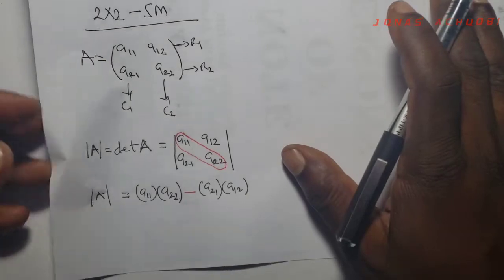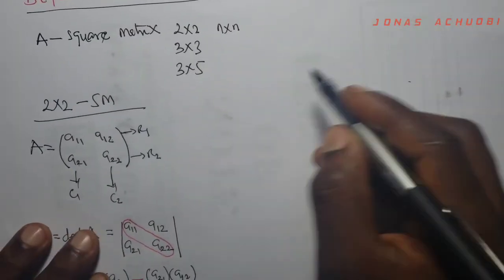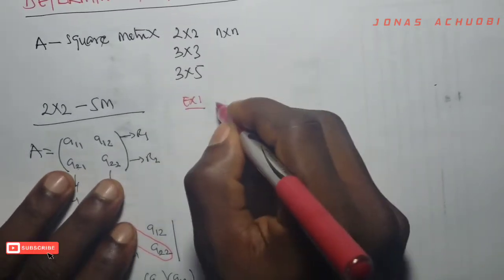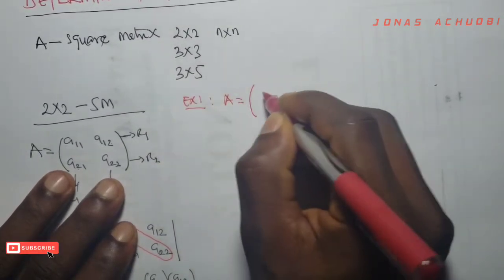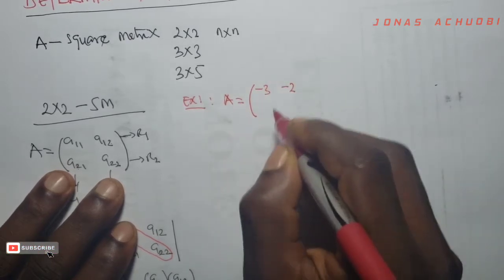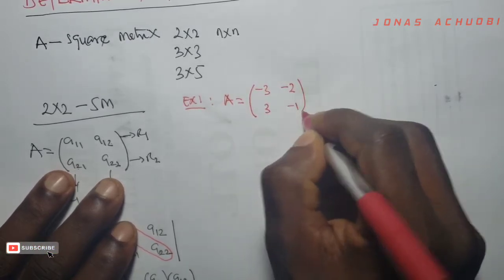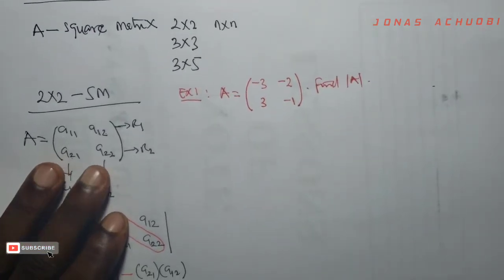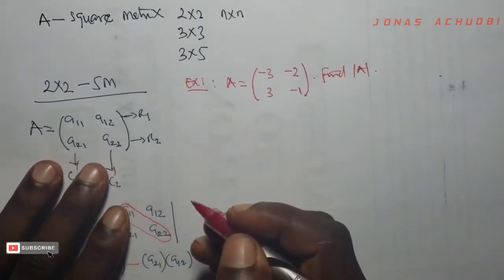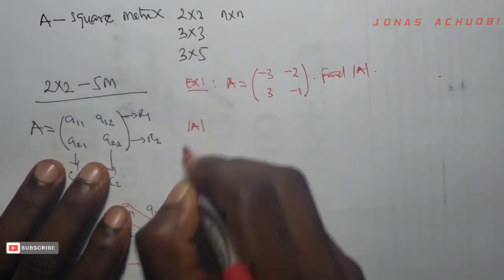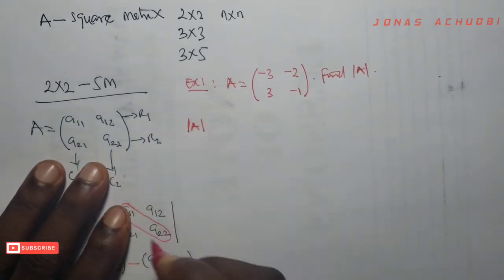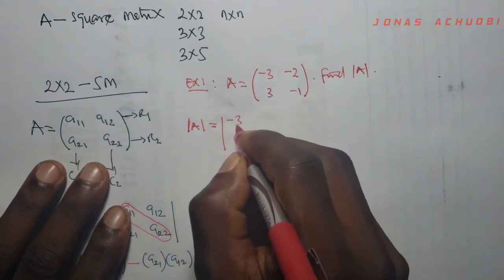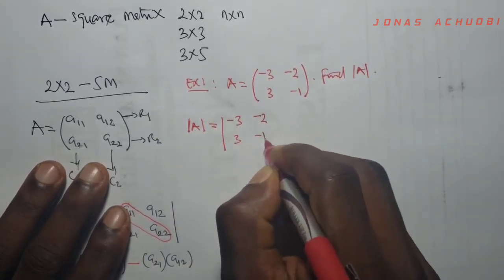Okay, let us take 2 quick examples so we understand what we're saying. So example 1. We have a matrix A given with entries -3, -2, here is 3 and here is -1. So we want to find the determinant of matrix A. From what we have said already, the determinant of matrix A, I put A between 2 straight bars, will be equal to, I put the entries again between 2 straight bars: -3, 3, -2, and -1.